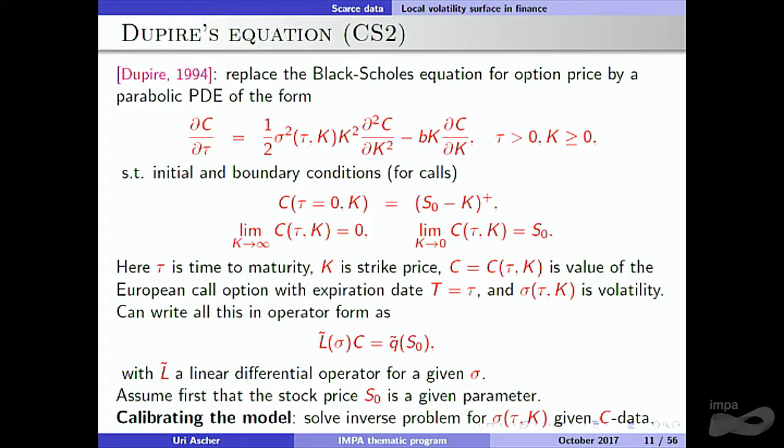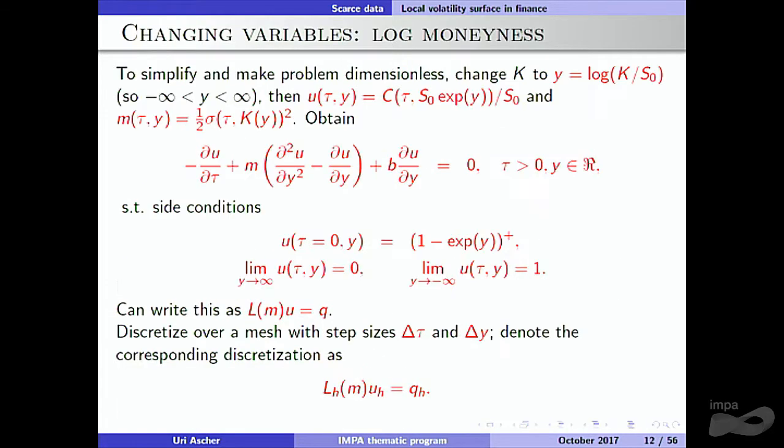Okay. The first thing about this PDE is that k, the independent variable that appears here, is unbounded, and therefore this dependent variable will also be unbounded, so we have to non-dimensionalize it. That's the first thing we do. And so we defined y, which is called log moneyness, to be the log of k over S of 0. And S of 0 is the price of the stock. And we obtain this much nicer looking PDE, where m is the unknown sitting here.